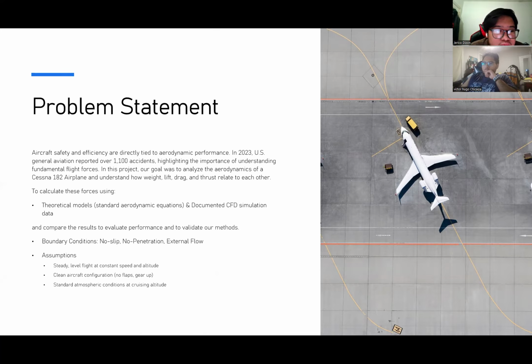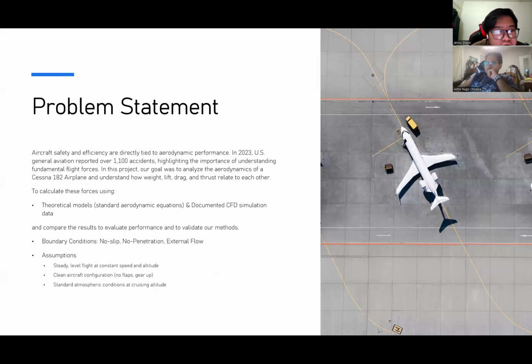To calculate these forces, we use theoretical models, standard aerodynamic equations, and documented computational fluid dynamic simulation data, and compared results to evaluate performance and to validate our methods. For our airplane, we set some boundary conditions such as no slip, no penetration, and external flow. The external flow accounts for the altitude at which the air density changes. For our assumptions, we said that it was a steady level flight at constant speed and altitude in order for the lift, drag, weight, and thrust to counteract each other.